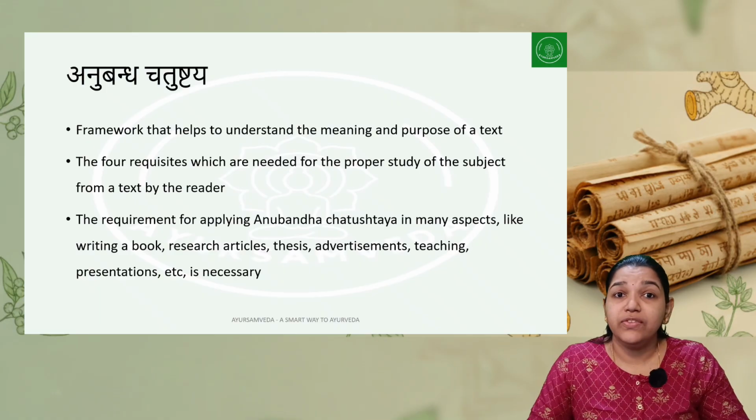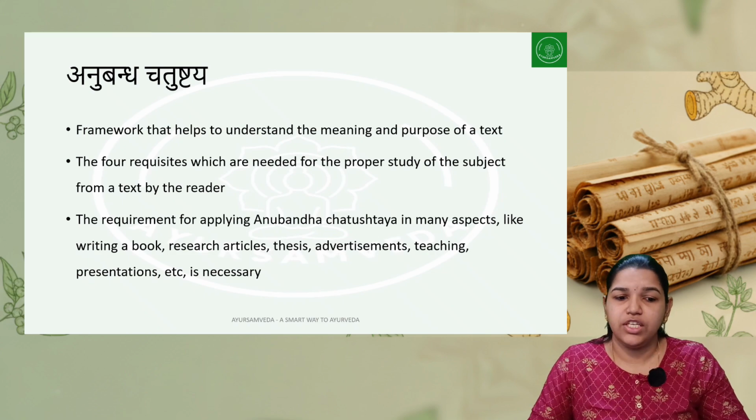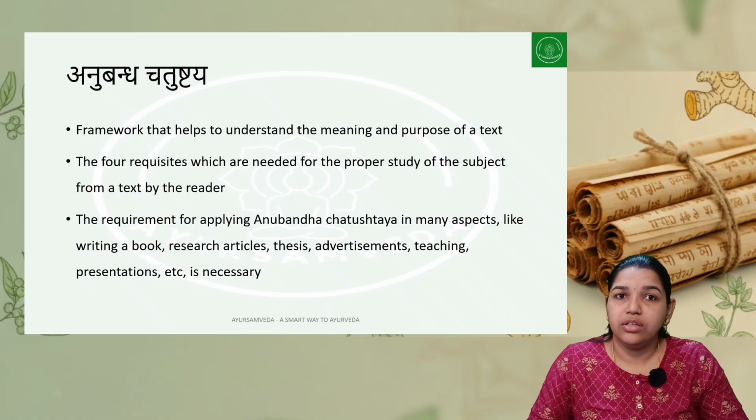Anubandha chatushtaya is a framework that helps to understand the meaning and purpose of a textbook. There are 4 requisites which are needed for the proper study of the subject from a text by a reader. And applying this Anubandha chatushtaya helps in different aspects like writing a textbook or research articles and thesis writing, in advertisements, teaching, presentations, etc.